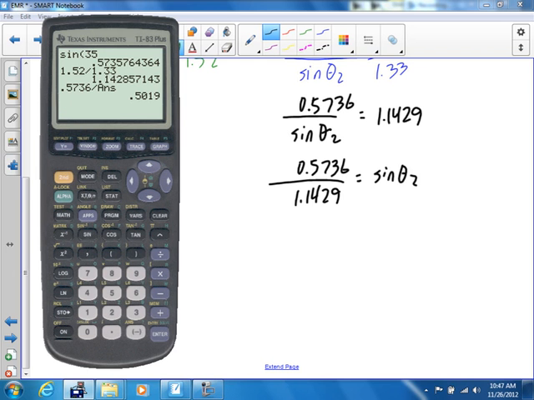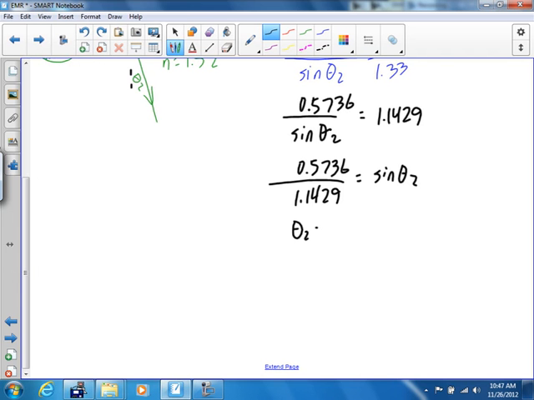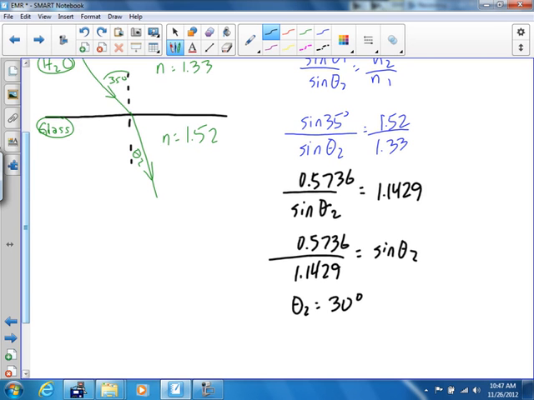How are you going to get theta 2 here now? You have to use inverse sine, right? So let's go inverse sine of 0.5019. And we end up getting an angle of 30 degrees here. Is that reasonable?